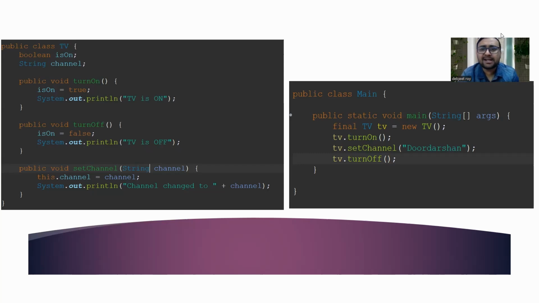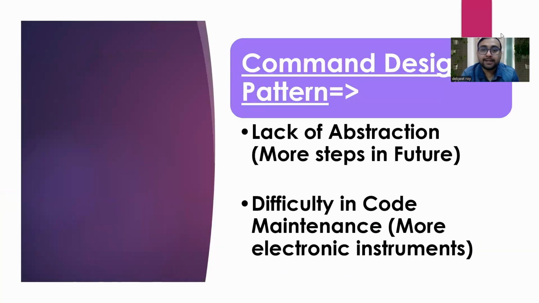At a later point of time, apart from TV, AC is coming, fridge is coming, and other electronic equipment keeps coming. Then again and again we have to modify the existing class. So it's like tight coupling, and we should not do that. These are the problems which the command design pattern solves.